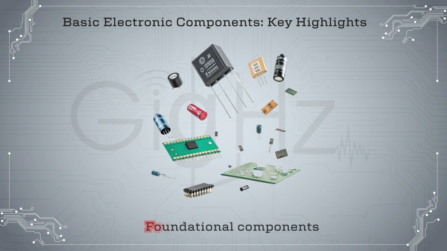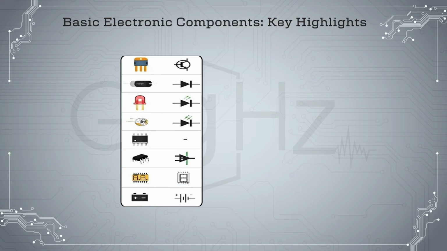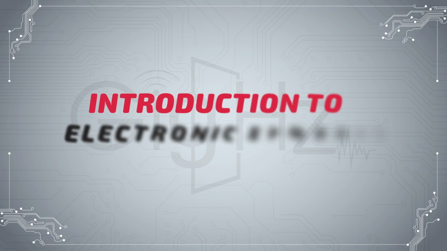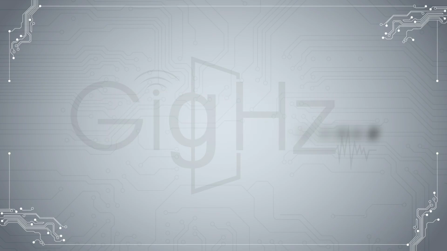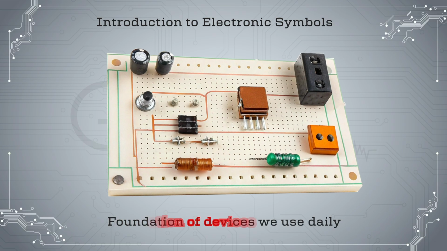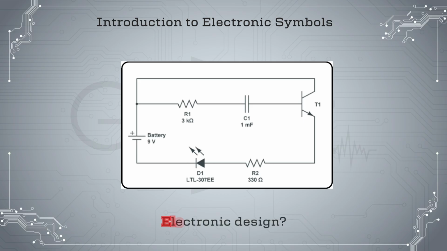With those foundational components in mind and a refreshed understanding of basic elements, we now dive into electronic symbols, the graphical representations of these components in circuit schematics. Introduction to electronic symbols. In this schematic circuit, you'll see how components like resistors, capacitors, and transistors are represented by their unique symbols. Each plays a vital role in electronic systems, and together they form the foundation of devices we use daily. Why are these symbols so essential in electronic design?